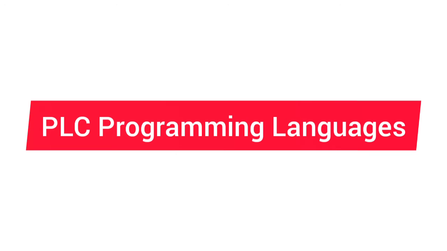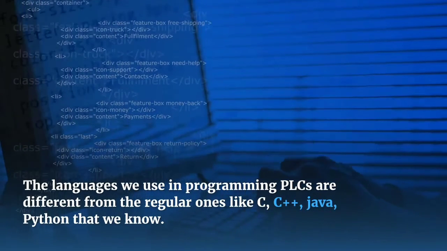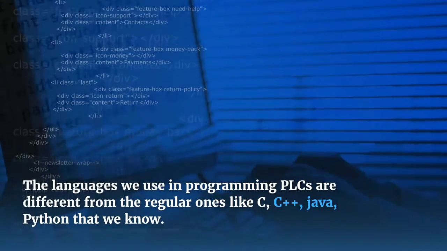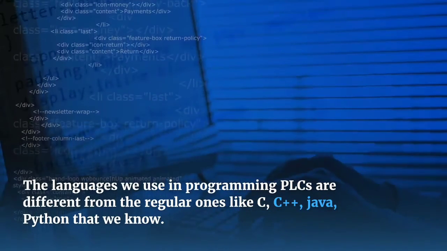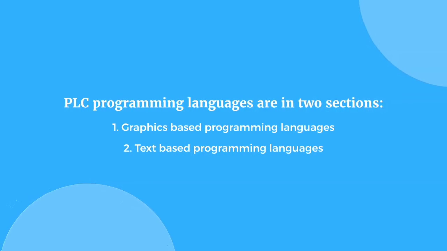PLC Programming Languages. The languages we use in programming PLCs are different from the common ones that you probably know, such as C, C++, Java, Python, and all. PLC programming languages are divided into two sections. We have the graphics-based programming languages and text-based programming languages.